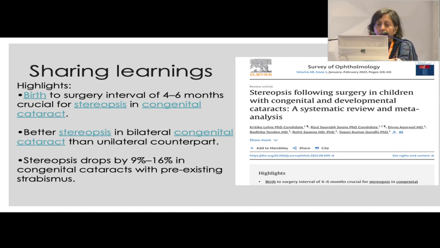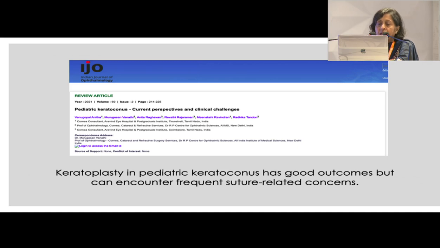There is better stereopsis in bilateral congenital cataract than in the unilateral counterpart, as we know, and from that learning one would be tempted to have very early intervention for keratoplasty as well. Now, keratoplasty in pediatric keratoconus has good outcomes but can encounter frequent suture-related concerns.